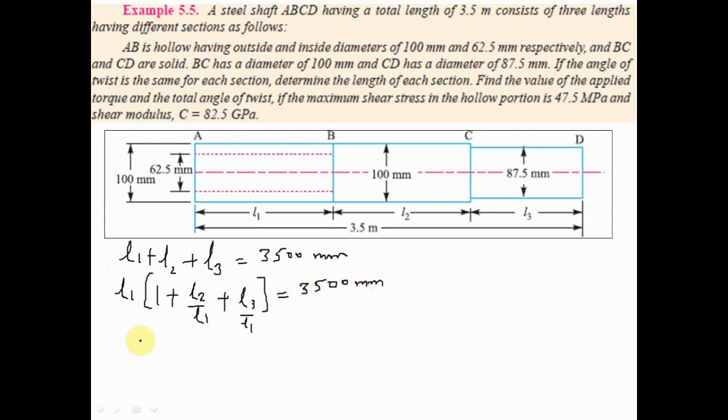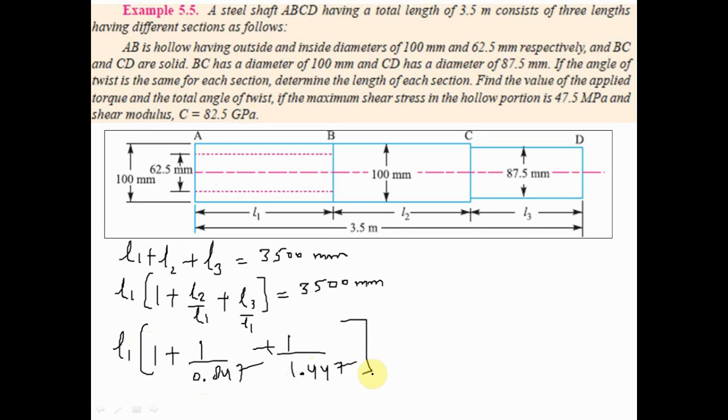Now we calculated the value of L1 by L2, so L2 by L1 will be 1 upon 0.847. L1 as it is, 1 plus 1 upon 0.847 plus L3 by L1. So L3 by L1 will be 1 upon L1 by L3, which is 1 upon 1.447.